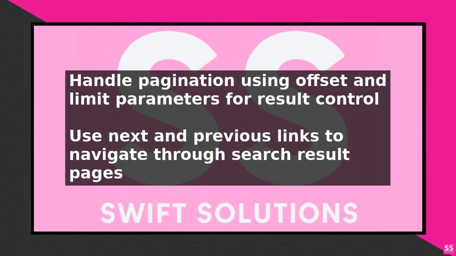Best practices for searching Bill.com API events include using specific query parameters to filter results, handling pagination, and testing your search queries thoroughly. It is also essential to consult the Bill.com API documentation for the most up-to-date information on available event types and object types.